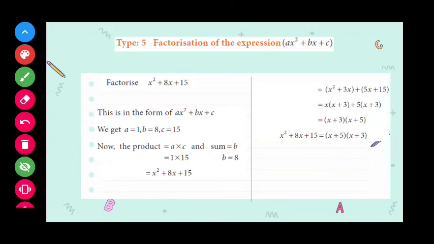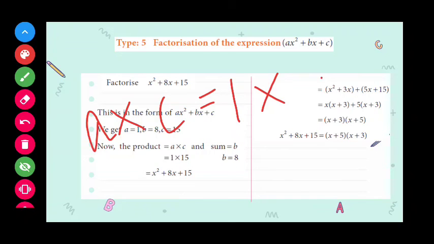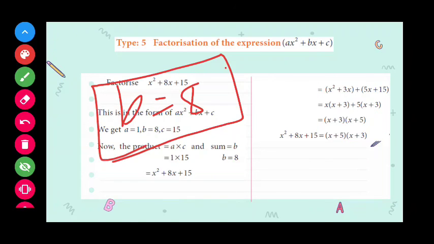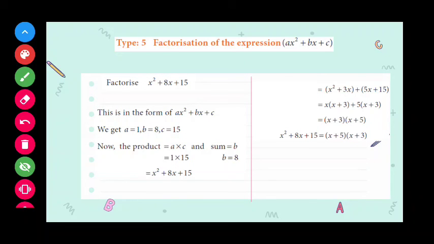Now first find the value of a into c. Your a value is 1 and c value is 15, so a into c is 15, and the sum, which is b, is equal to 8. So you should be clear about finding a into c and b. Now we write the expression x square plus 8x plus 15.